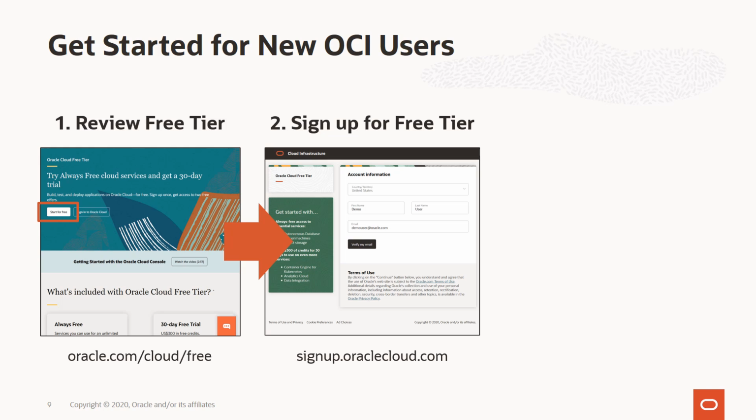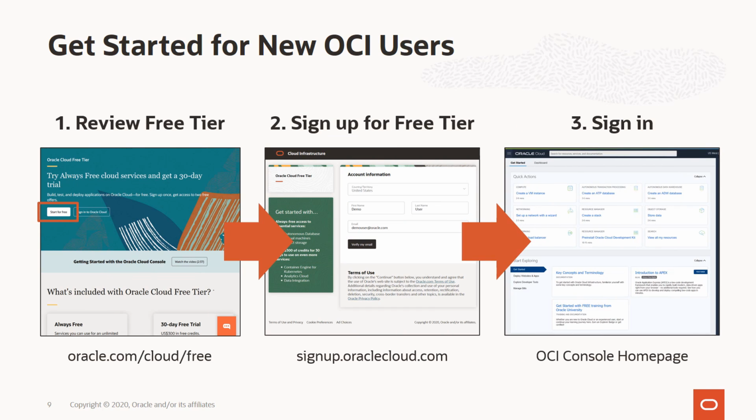Plus, you also get access to a set of always free services that are available for an unlimited time and do not require credits. After you've successfully signed up for OCI free tier and are signed into the OCI console, you should see a homepage that looks like this. From here, you can put some free credits to work by creating your own new Apex Service instance.